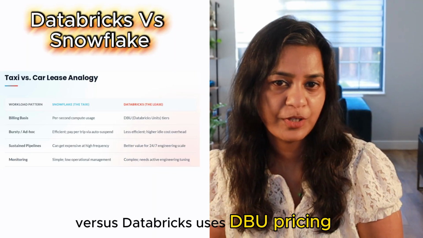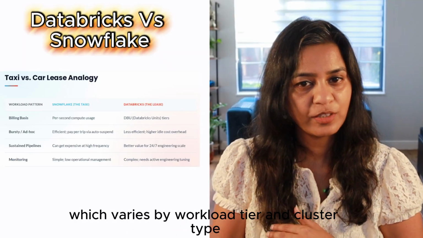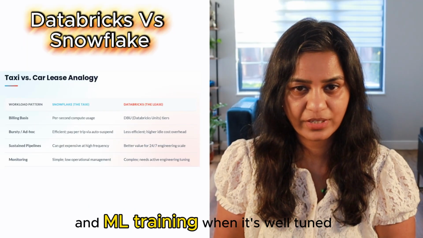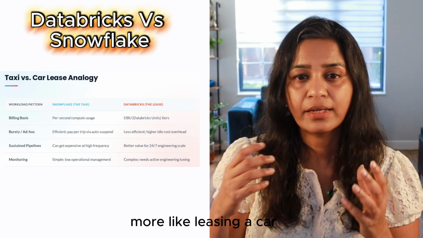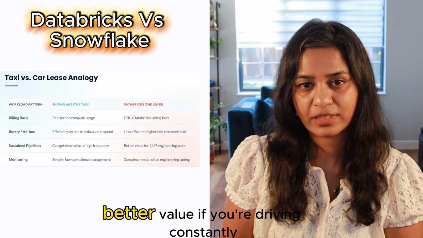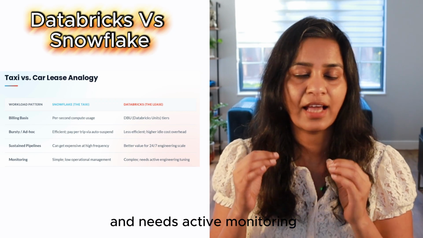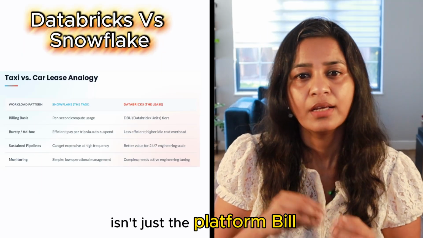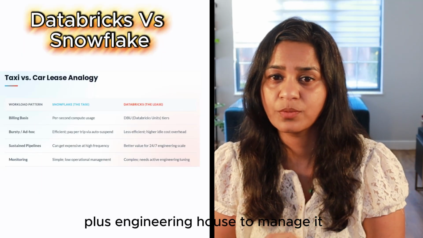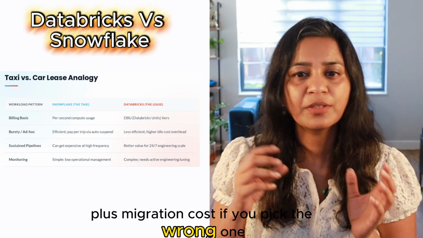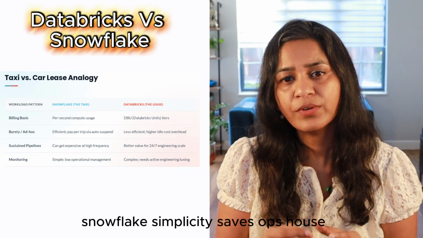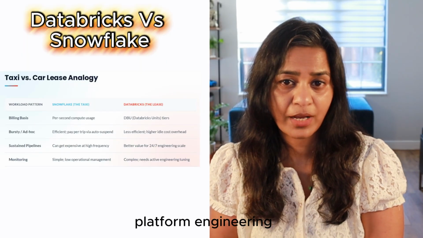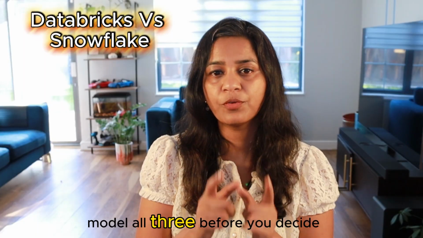Whereas Databricks uses DBU pricing, which is Databricks units, which varies by workload tier and cluster type. Better for sustained long-running pipelines and ML training when it's well-tuned. More like leasing a car, better value if you're driving constantly, but the pricing model is more complex and needs active monitoring. But here's the real trap. The total cost of ownership isn't just the platform bill, it's the platform spend plus engineering hours to manage it, plus operational overhead, plus migration cost if you pick the wrong one. Snowflake's simplicity saves ops hours. Databricks flexibility costs upfront platform engineering. Model all 3 before you decide.